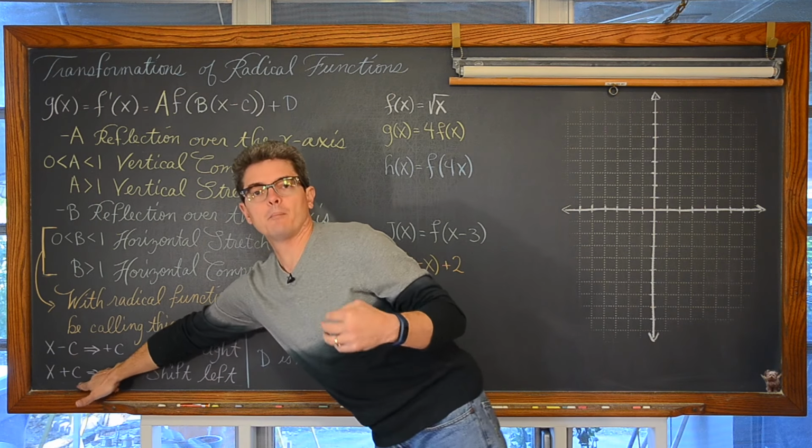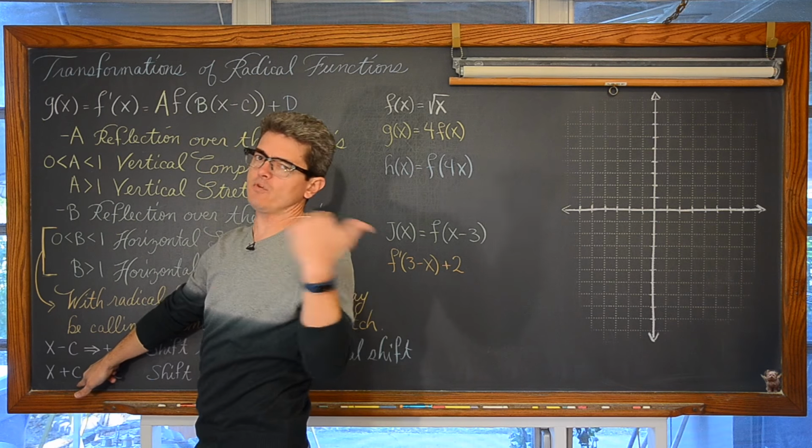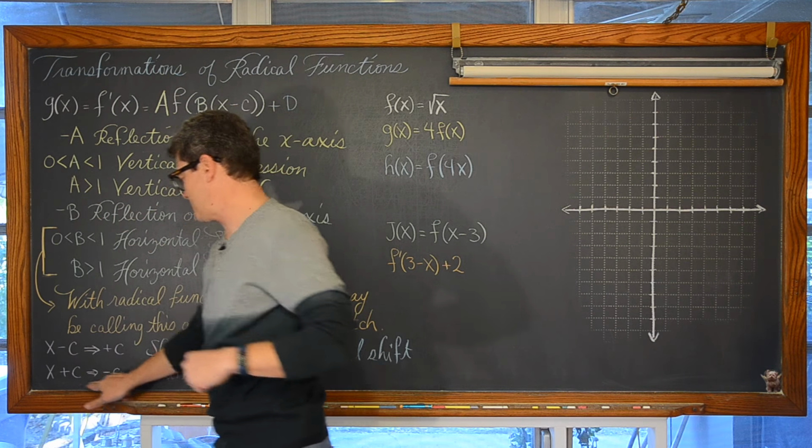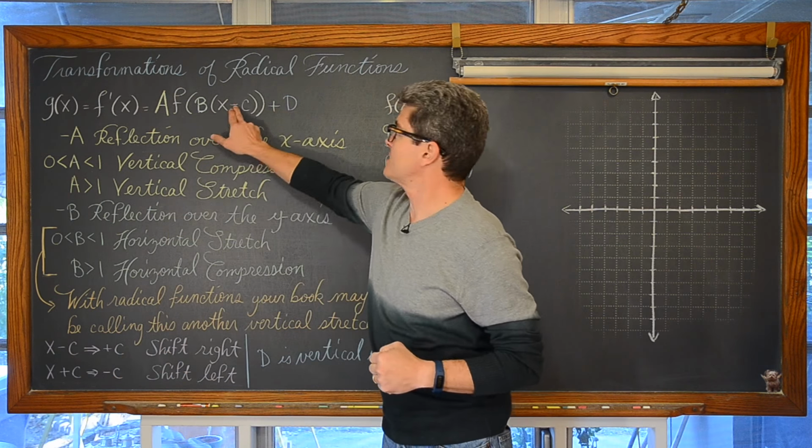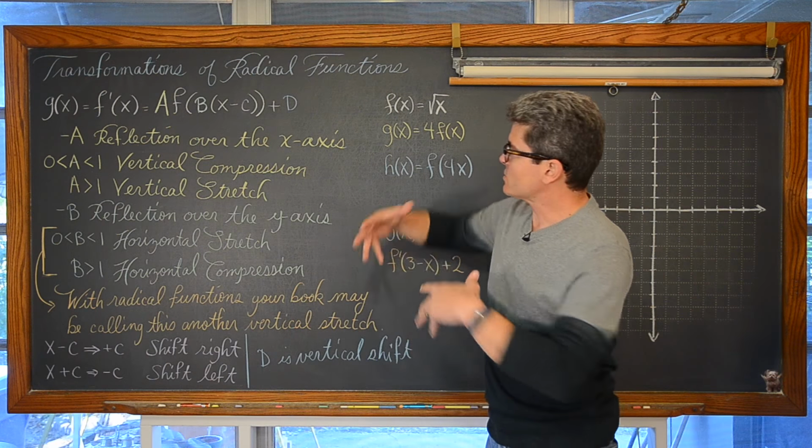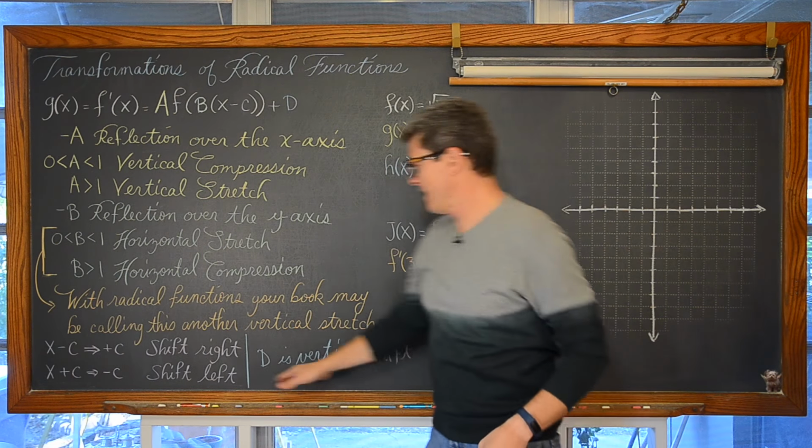If it's x plus c, it kind of seems like it should move the graph to the right, but it actually moves it to the left, because that means c would have to be negative to cancel out the minus that's already in our standard form we're filling in here, and that's going to be a shift to the left.